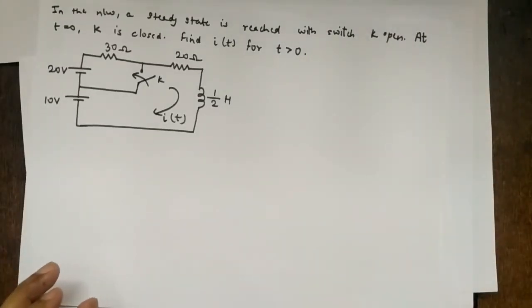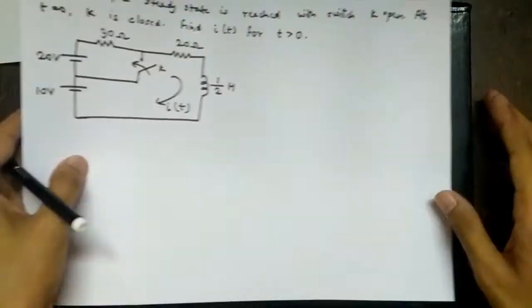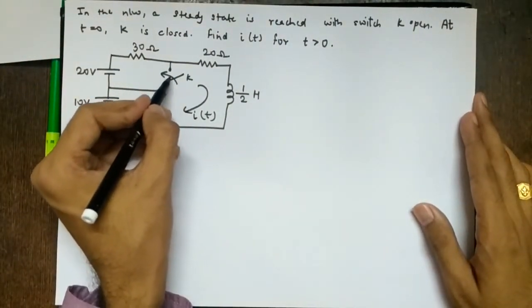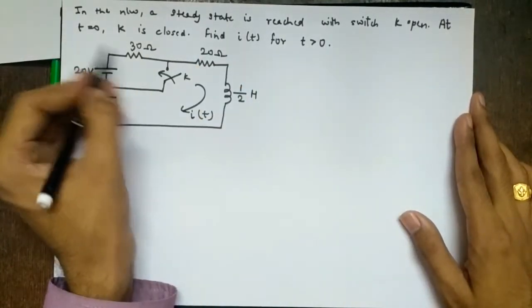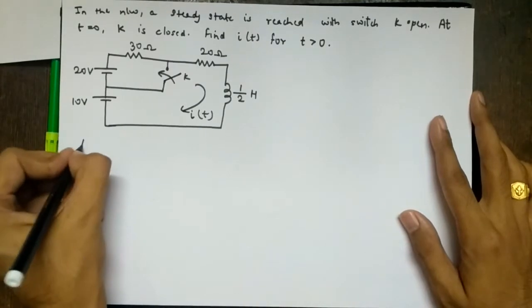So what is it saying here? In a network, a steady state is reached with switch K open. At t equal to 0, K is closed. So find I of t again. So what will we do?